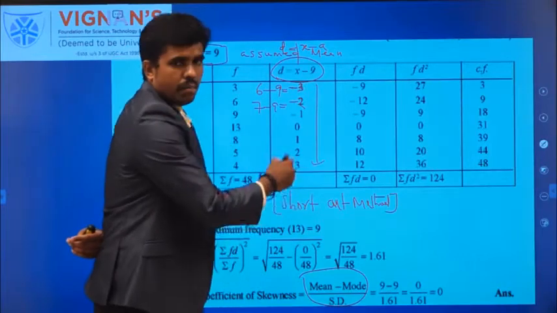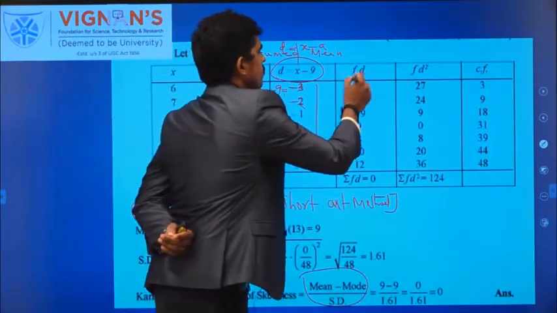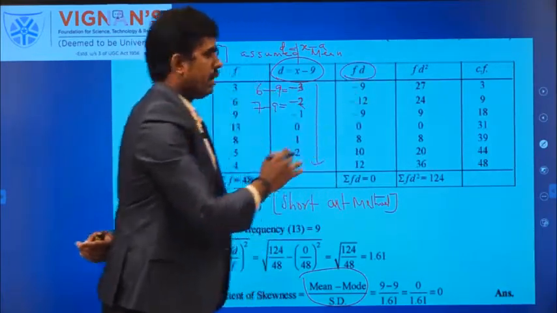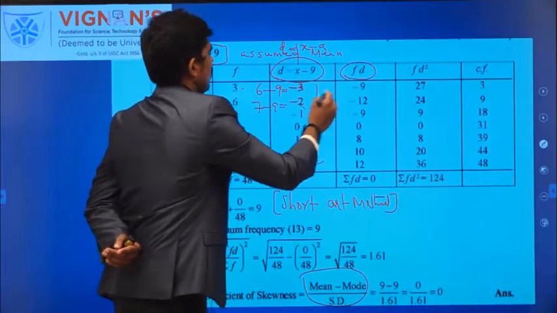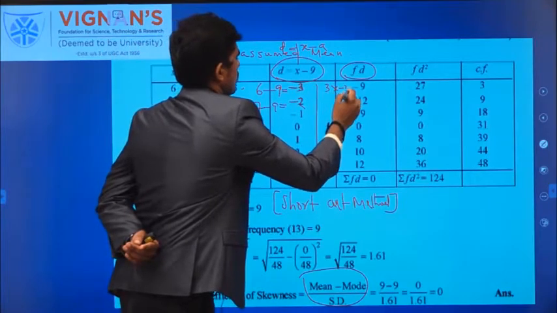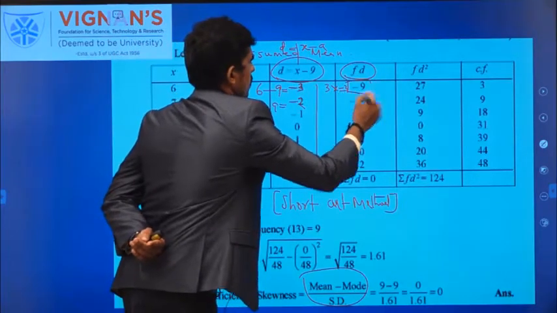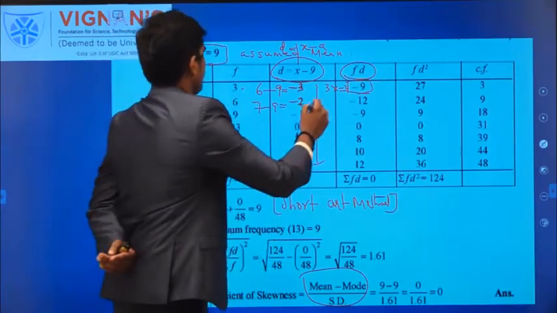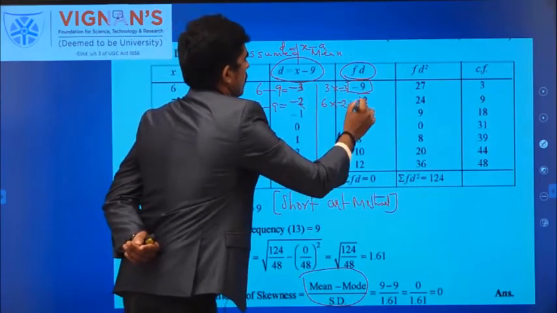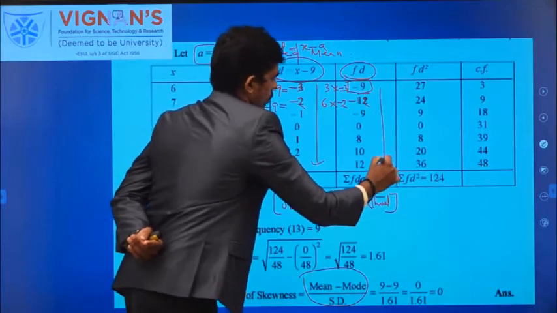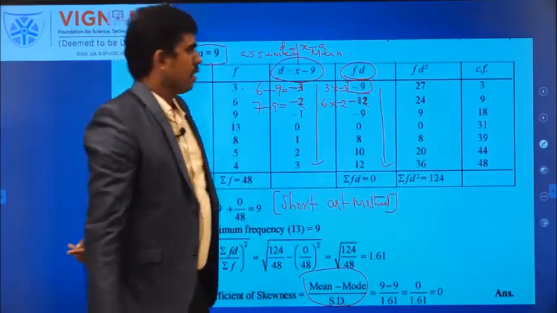Then in the formula you need fd. You multiply f by the corresponding d. First row f is 3, first row d is minus 3, so you will get minus 9. Second row f is, second row d is minus 2, so you will get minus 12. In this way you calculate fd.